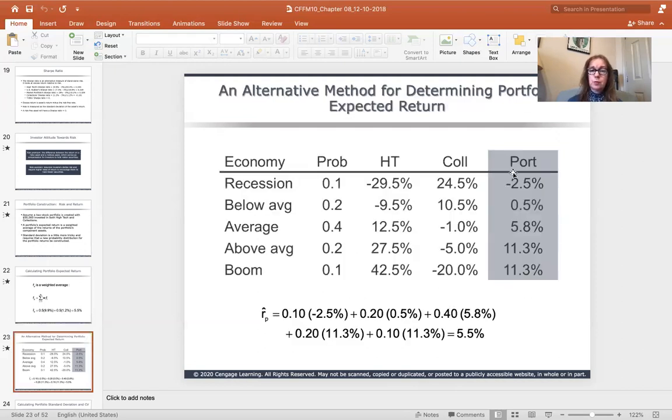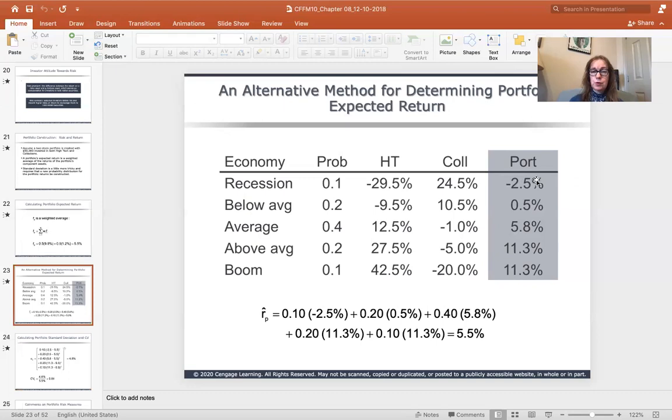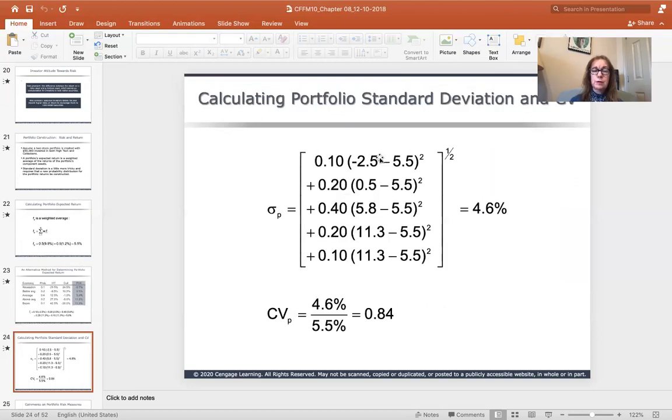In order to calculate the standard deviation, we have to find the average for each state of the economy. On the next slide, they're showing us how they calculate the standard deviation. They take this return here, negative 2.5% minus the average, squared, times the probability, add all these together, take the square root, and we get a standard deviation of 4.6%.